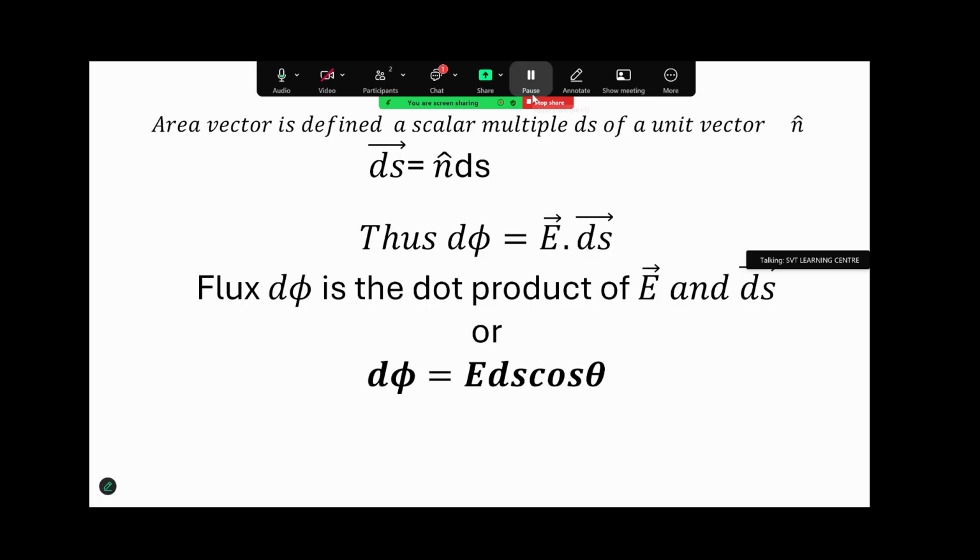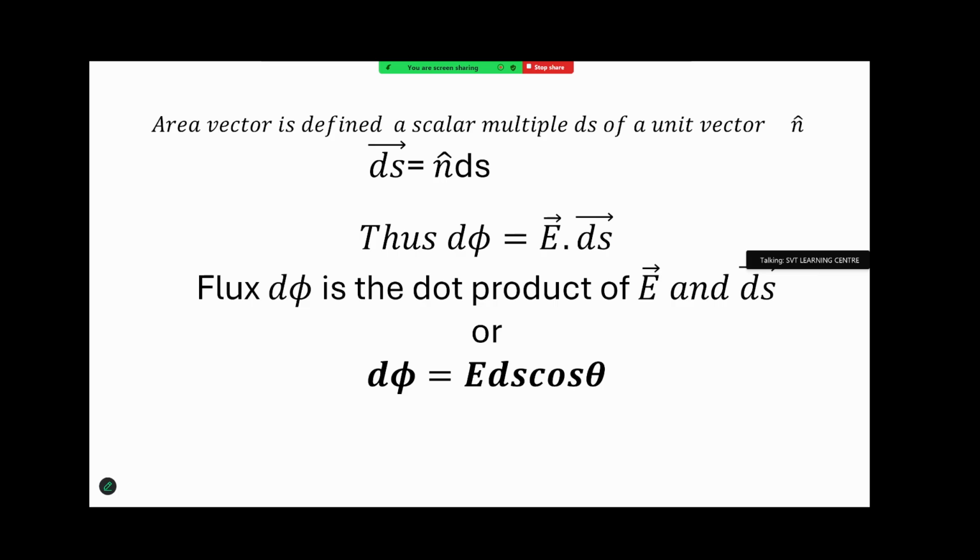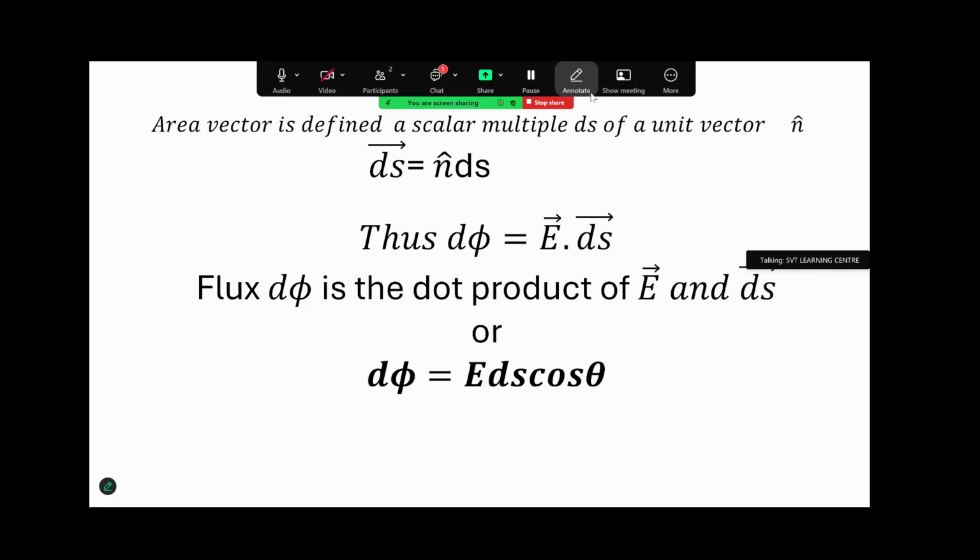Next class I will be looking at the electrical dipole and the electrical field arising due to it, and also the torque acting on an electrical dipole placed in an external electrical field.